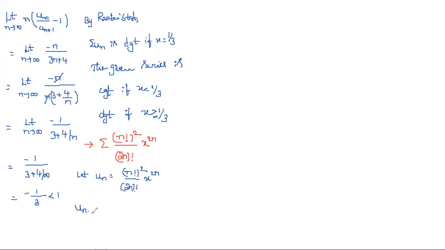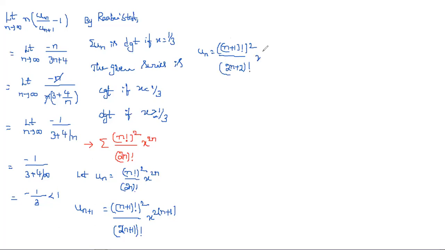So un plus 1 is equal to, it means simply you have to substitute n plus 1 in place of n. So n plus 1 factorial whole square by 2 into n plus 1 factorial into x power 2 into n plus 1. Just we have to substitute n plus 1 in place of n. Then un plus 1 is equal to n plus 1 factorial whole square by 2n plus 2 factorial into x power 2n plus 2.